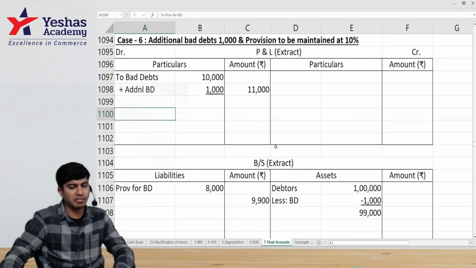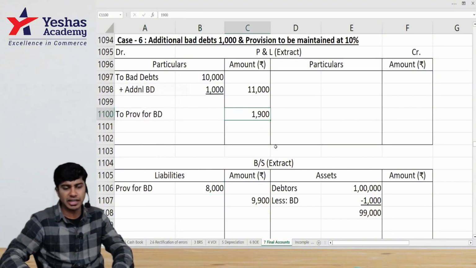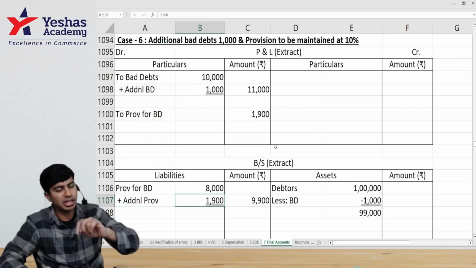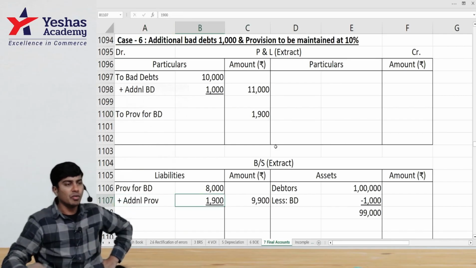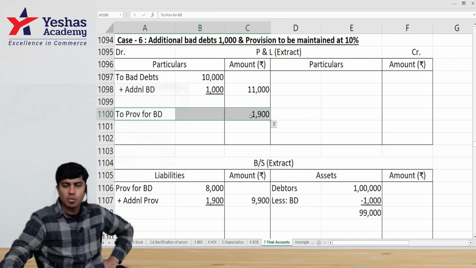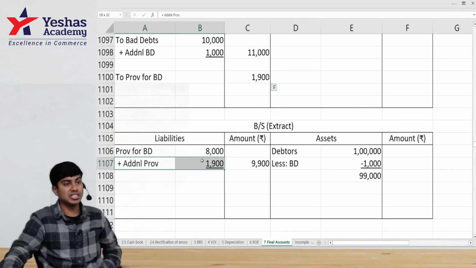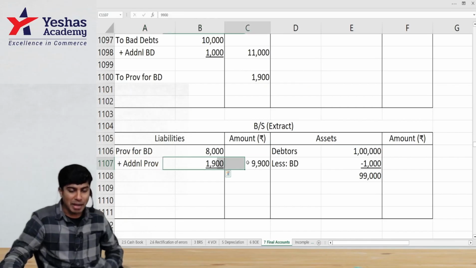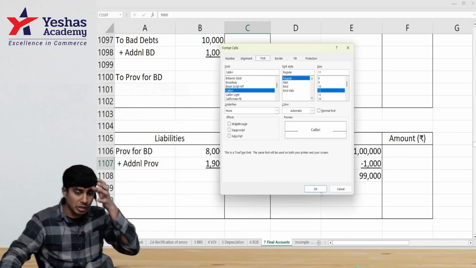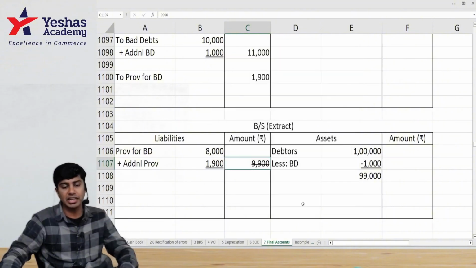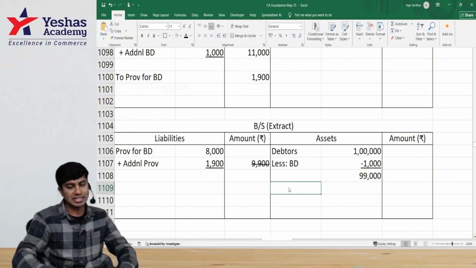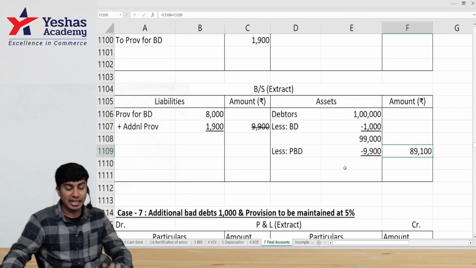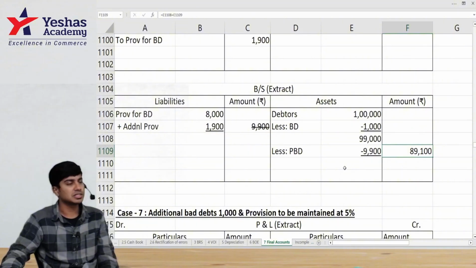1,900 provision to be created will appear in our P&L account debit side, 1,900, and I would write it here 1,900, making it 9,900. When you create it, it is an expense. Once you create it, it's a liability. Same statement is what we discussed in the past. Now, what you have to know is, as a matter of presentation, I won't show my provision on the liability side anymore. I would shift it to my asset side, deduct it here, making my debtors 89,100 rupees.